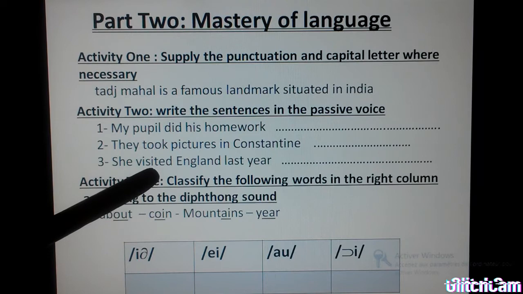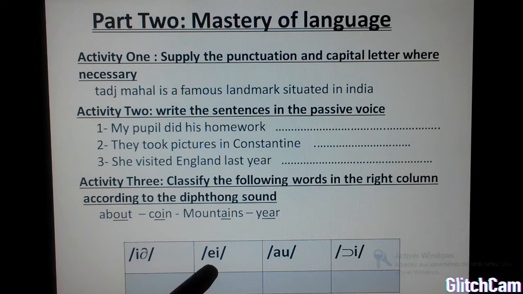It's easy. Activity 3, classify the following words in the right column according to the diphthong sound. Here, I have underlined the diphthongs. So you've got I, A, Au, Oi. So you read these four words and you classify them according to the pronunciation of your diphthong.